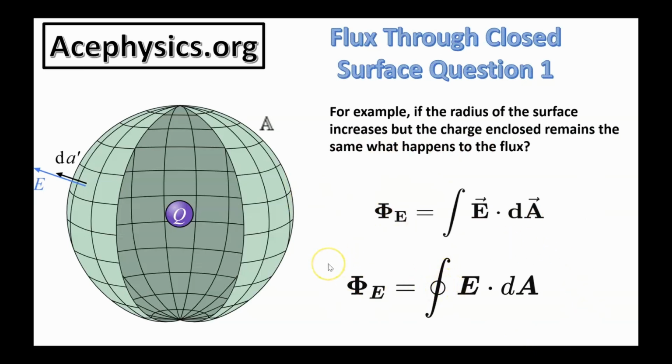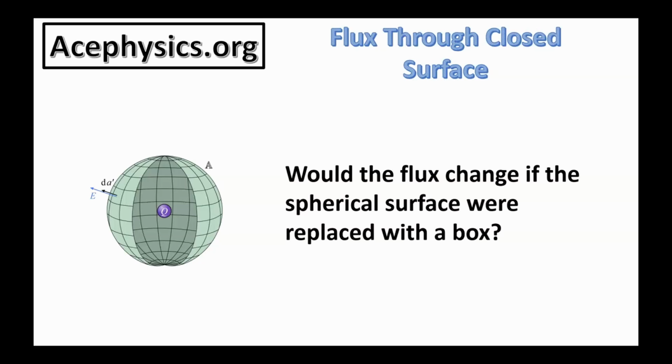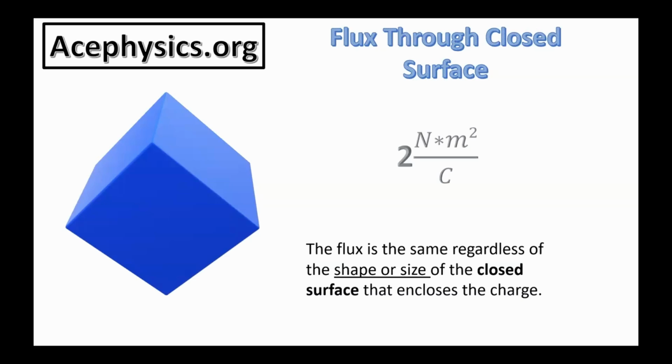A closed surface is a surface that has no holes on it. There's no way to get from the inside to the outside without cutting a hole through it. What would happen to the flux if the spherical surface were replaced with a box? The flux is the same regardless of the shape or size of the closed surface that encloses the charge.